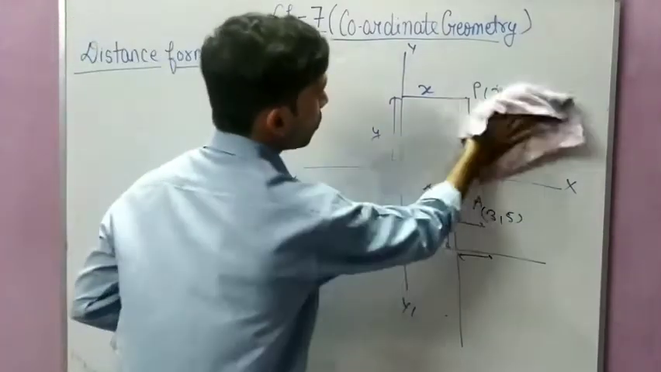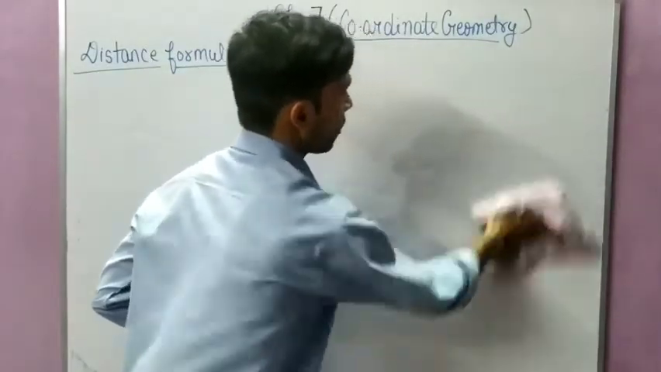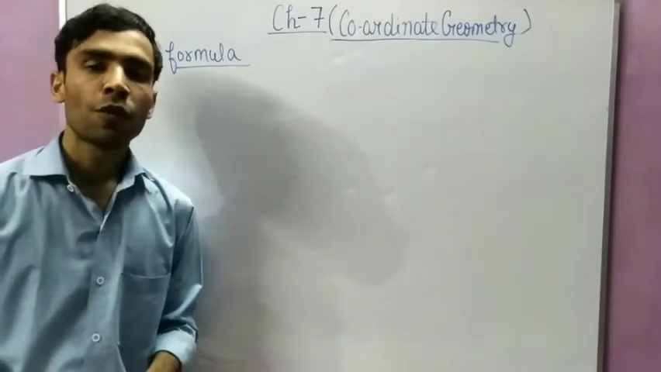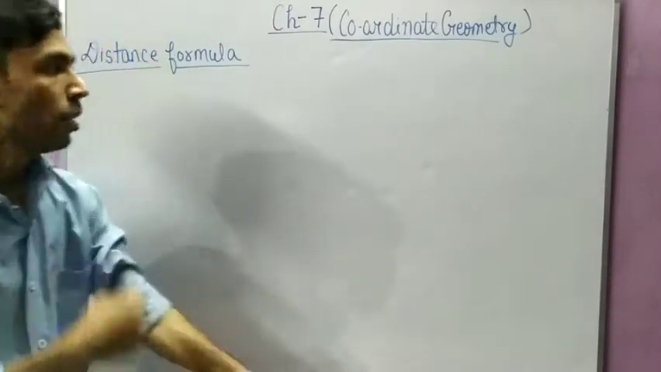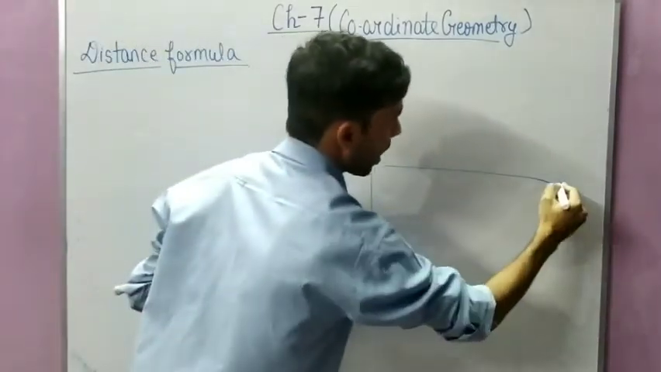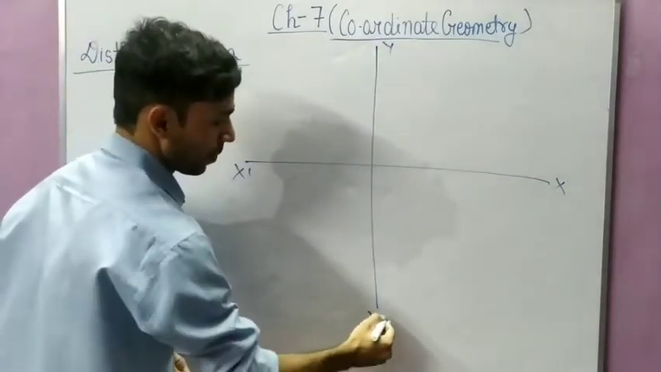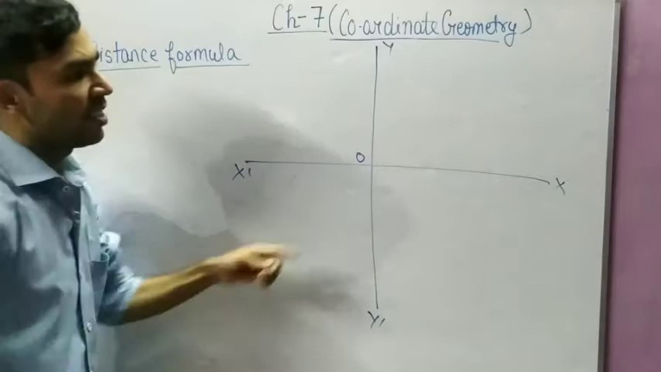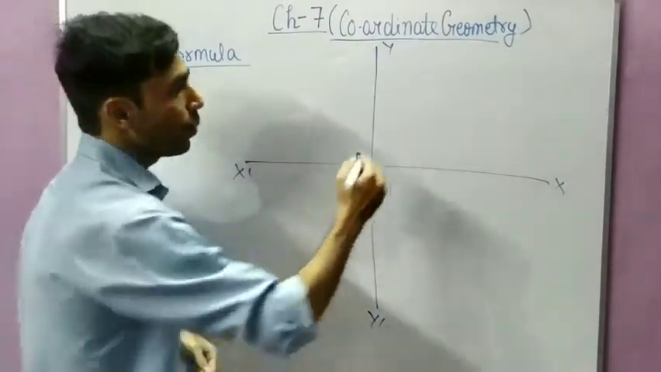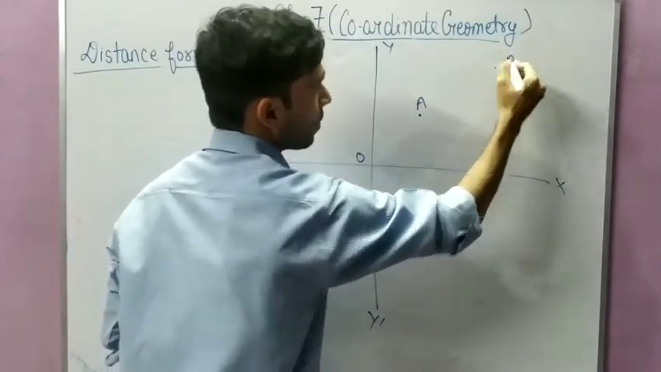Now we are going to study the distance formula. I hope you have understood. So first, what is the meaning of the distance formula? This formula is generally used for finding the distance between 2 points. Now see, suppose I have drawn a Cartesian plane. This is x dash, the x-axis, y dash is the y-axis. Suppose one point is lying here, A, and the second point is lying here, B.